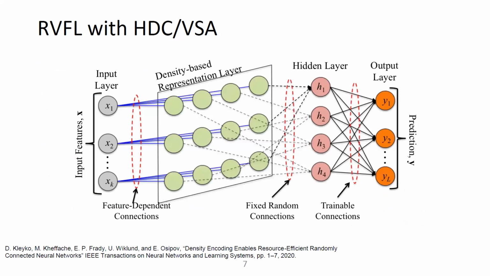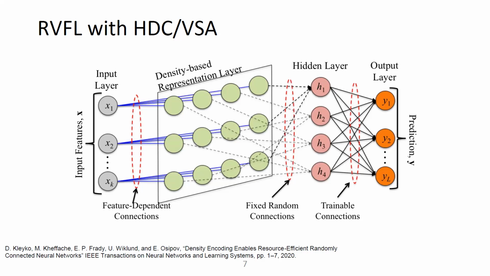So the network begins by quantizing. This is the network structure, and we will add here our density-based representation layer, which will make use of hyperdimensional computing theory and applications.